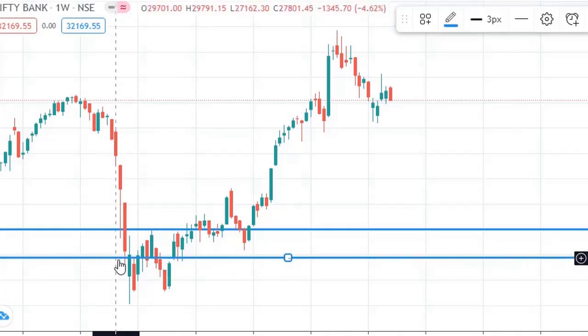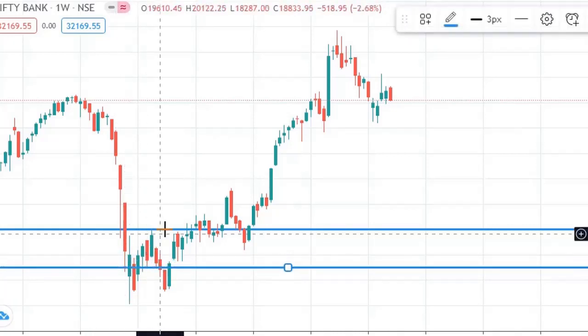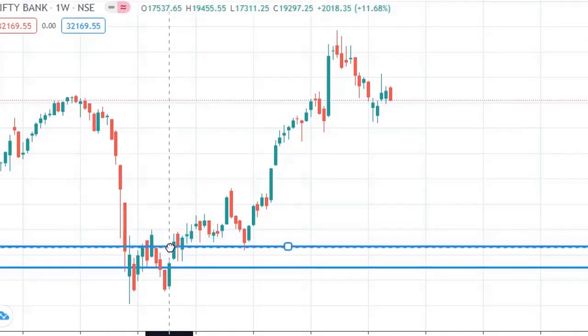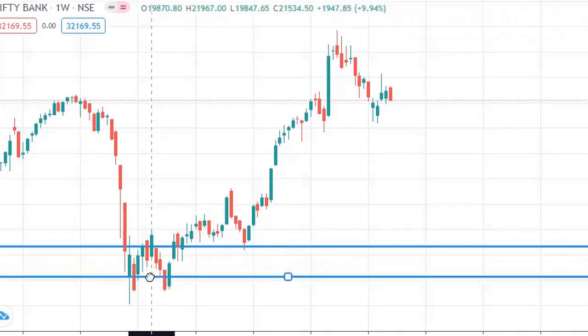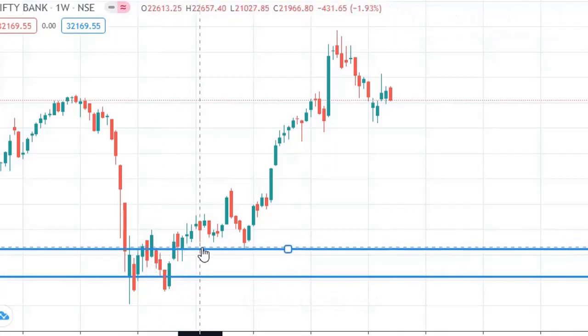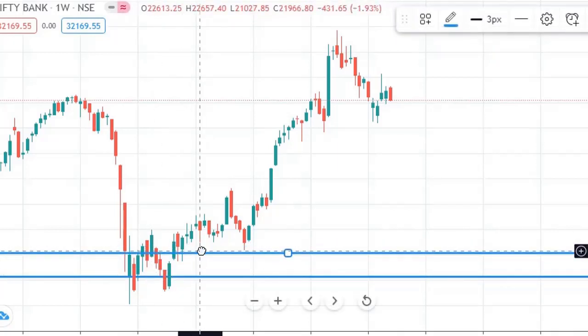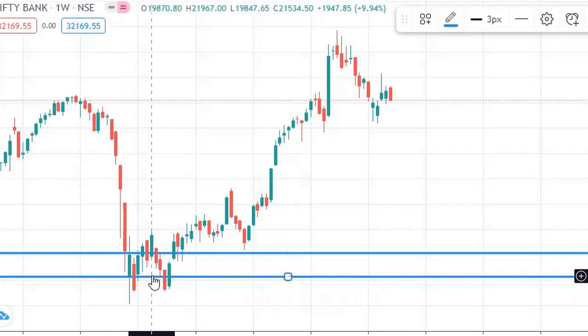So we are going to mark the high and low of this red candle, right? So the next thing is, you can see the next red candle broke, so I'm going to mark the high and low of this candle. Again, this red candle.